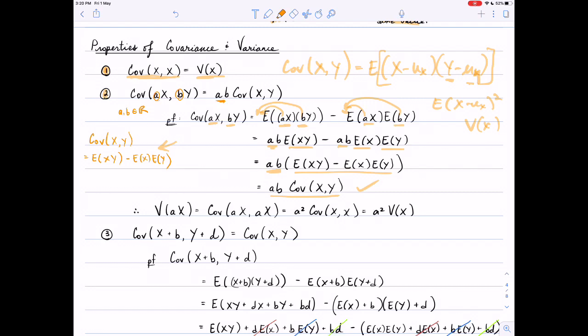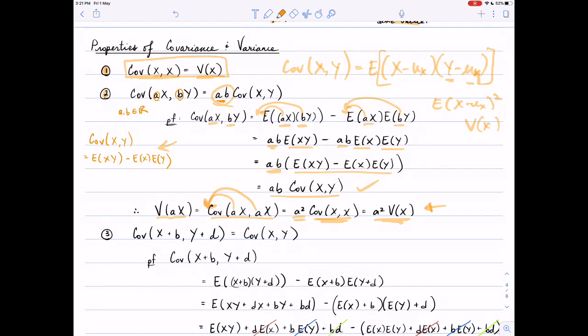Now, what is the implication on the variance? Well, the variance of ax is the covariance of ax with ax, right? That is this result here. The variance is the covariance of the variable with itself. Pulling both of these out as in the previous, that gives me a times a, or a squared, times the covariance of xx, which is a squared times the variance of x. So there is the analogous property with the variance.